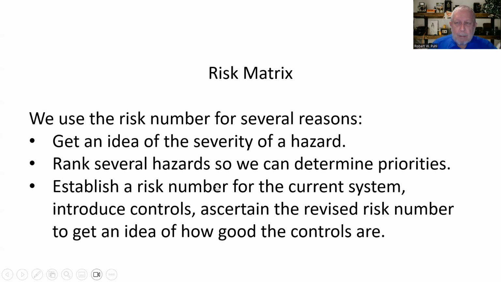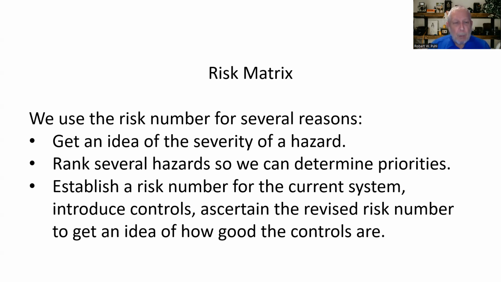So we use the risk number for several reasons. First, let's get an idea of the severity of a hazard. If we've done all this and we get it's very low, it's a 3 or a 4, maybe even a 5, maybe we'll want to get to it, but we might not have to do that right now. Or let's say we have encountered several hazards. So let's do a risk matrix on each one of them so we can determine the priorities. Let's look at the ones with the highest risk.